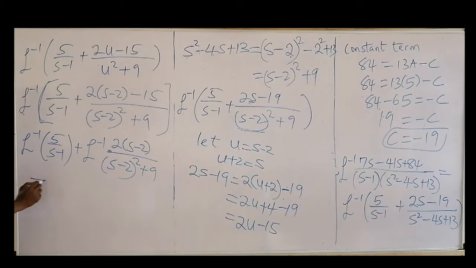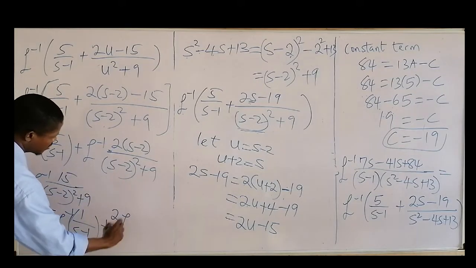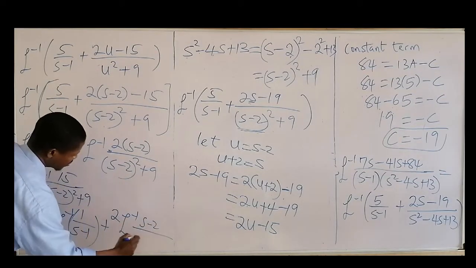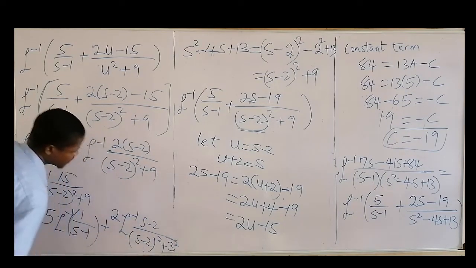then minus the inverse Laplace of 15 over (x minus 2) squared plus 9. Okay, so that's all we have. Then we can take this 5 outside the inverse, that's 1 over x minus 1. Then plus this one also, these two can go outside of the inverse. That will be (x minus 2) over (x minus 2) squared plus, the 9 is 3 squared.